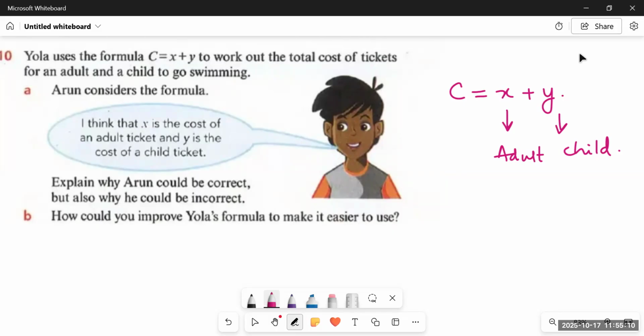So we can make Euler's formula easier to use by substituting x with a, and for the child with c, and for the total cost we can say it's t. That would be better. So T represents total cost, A for adult, and C for the cost of child.